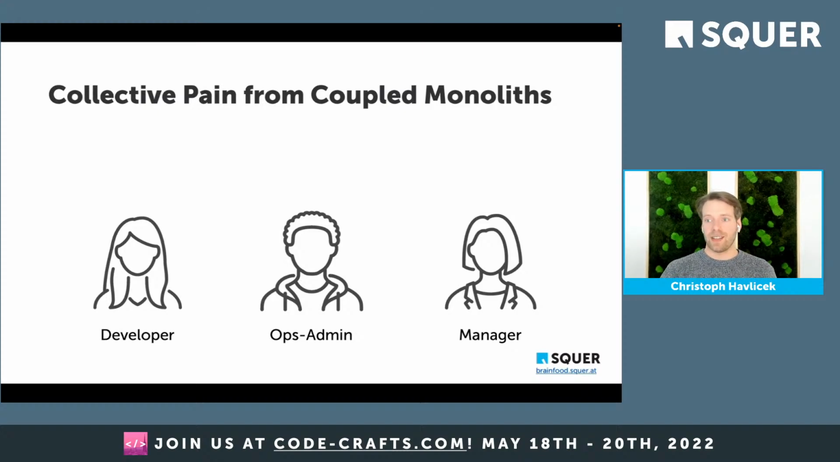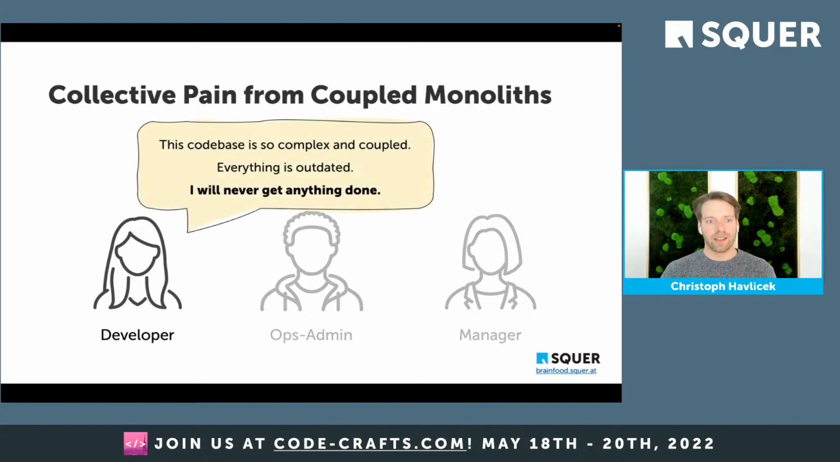So what happens? All people involved have to feel a lot of pain. Developers have the challenge to navigate this very complex code base. And of course, since it's very coupled, things tend to break easily. So changes are always a high risk. This leads to outdated code, outdated frameworks, and of course, developers not getting their job done.